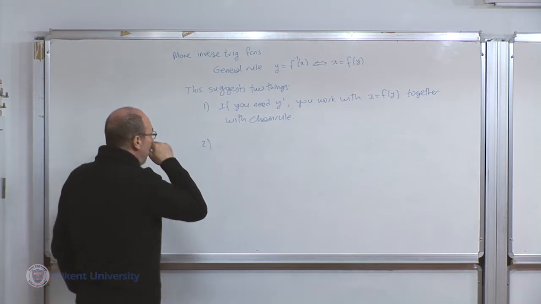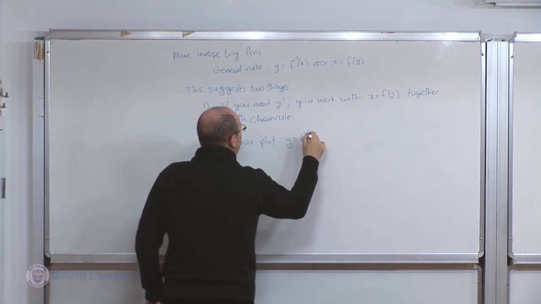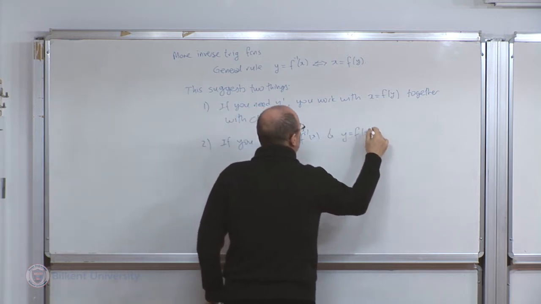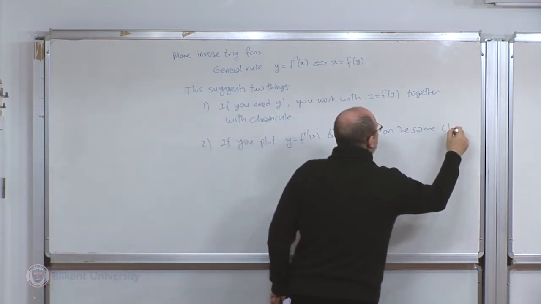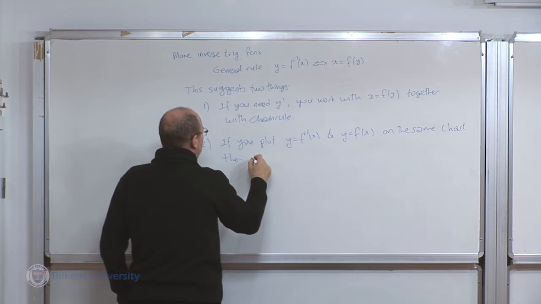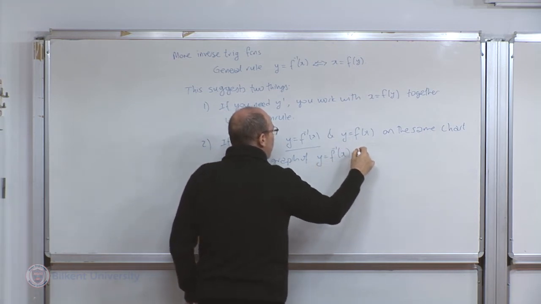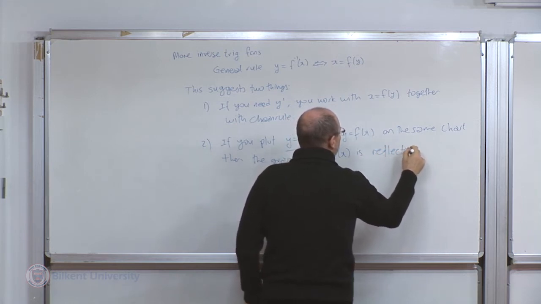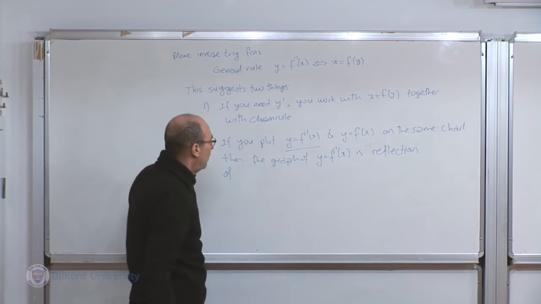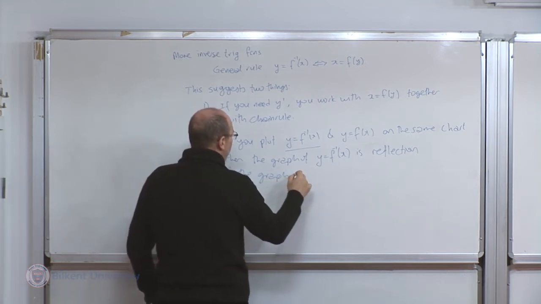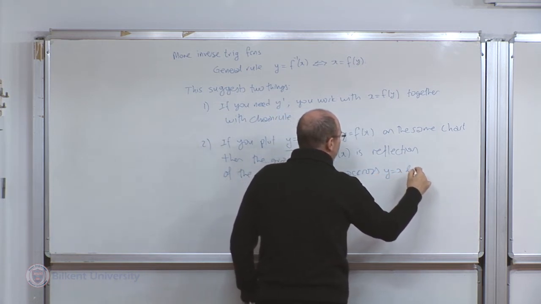The second thing is, if you plot y equals f inverse x and y equals f of x on the same chart, then the graph of f inverse x is the reflection of the graph of y equals f of x across the y equals x line. Okay?